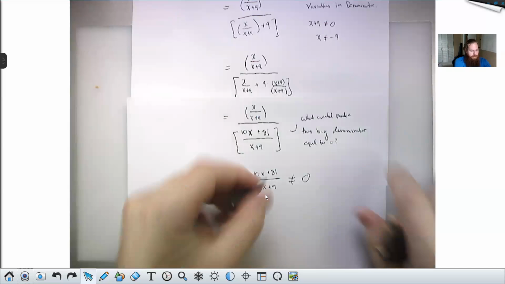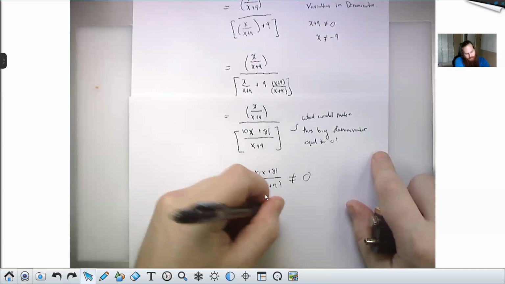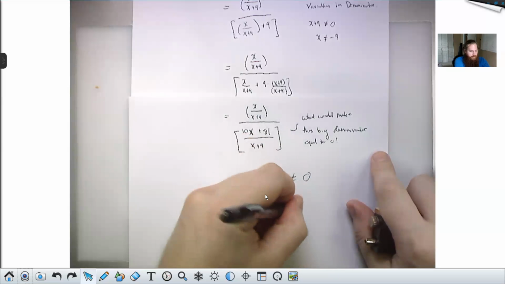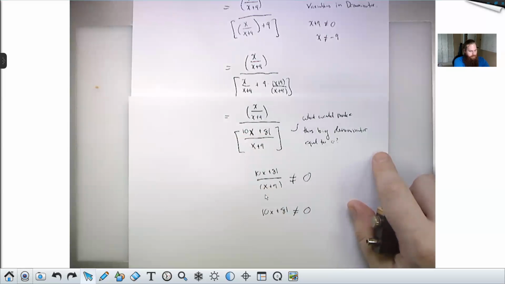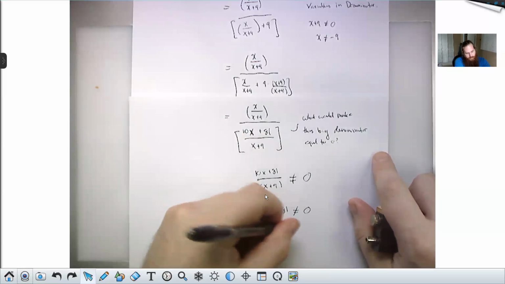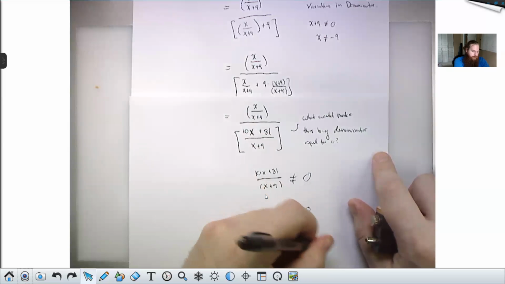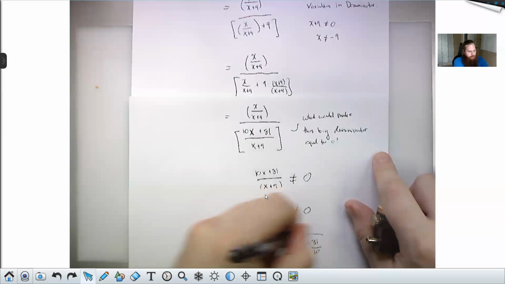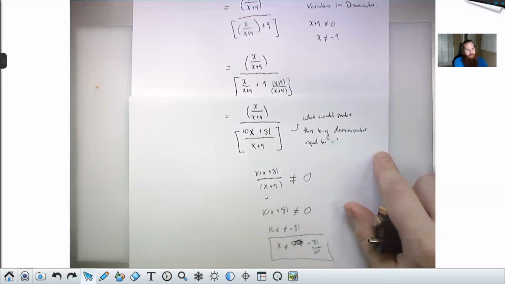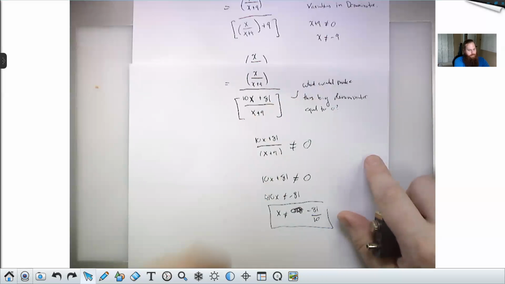Now you can cross multiply by the x plus 9, and you get 10x plus 81 is not allowed to be 0 times x plus 9, that's still 0. And then subtract 81, and then divide by 10. Oh, no, negative 81 over 10. So you run into trouble if x is equal to negative 81 over 10, or if x is equal to negative 9. So those are the two numbers we need to stay away from.